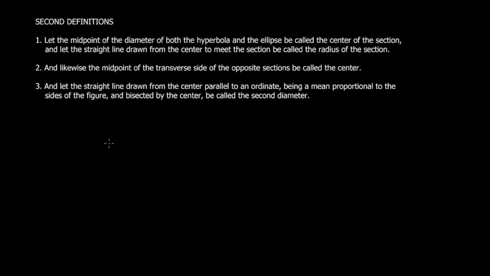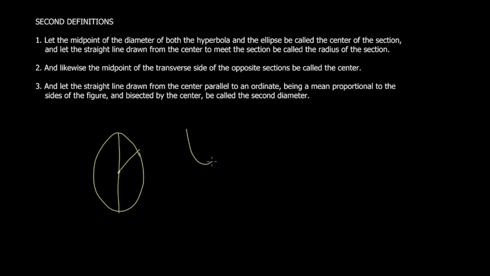So the first definition. Let the midpoint of the diameter of both the hyperbola and the ellipse be called the center of the section, and let the straight line drawn from the center to meet the section be called the radius of the section. So if you have some ellipse and you have a diameter and you have a midpoint of that diameter, and you draw some line from the midpoint to the section, those are radii of the section.